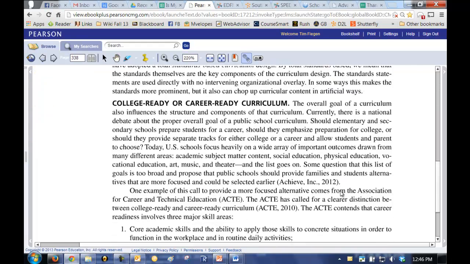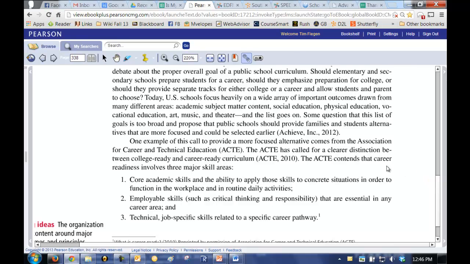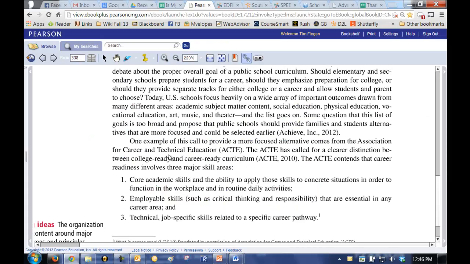Then college and career ready. Core academic skills, employable skills, technical job skills, and that's one of those debates, is we're not sure, because sometimes these are somewhat incompatible with preparing people for college or career, because especially by the time you're in high school, those curriculums can look so different. So that makes that a challenge.